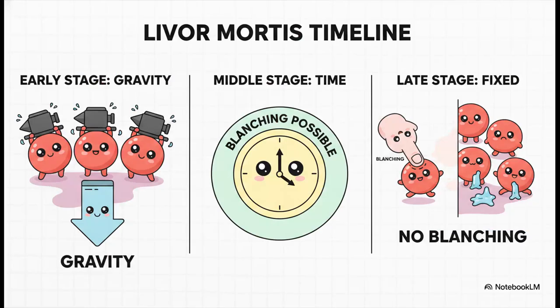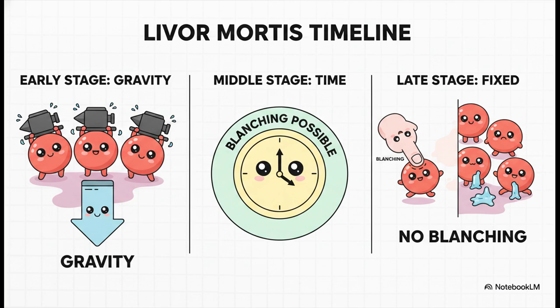The final pillar of the golden triad is livor mortis, or postmortem lividity. Think about it. Once the heart stops pumping, gravity simply takes over. It pulls the heavy red blood cells down into the lowest dependent capillaries, causing this purplish-red discoloration. This starts at about 30 minutes, but the crucial point to remember is the 8 to 12-hour window.